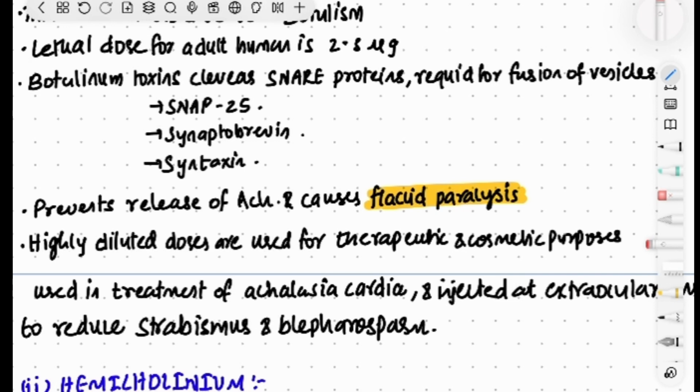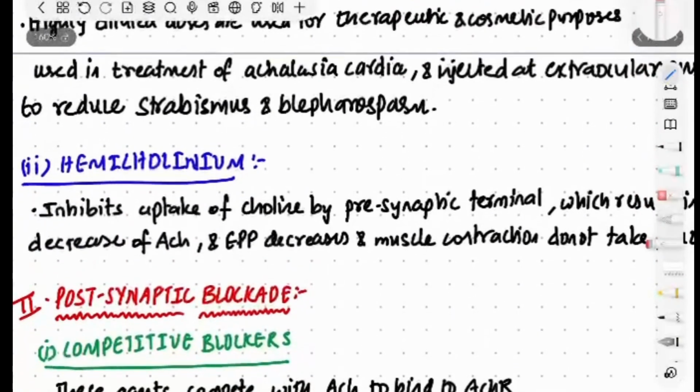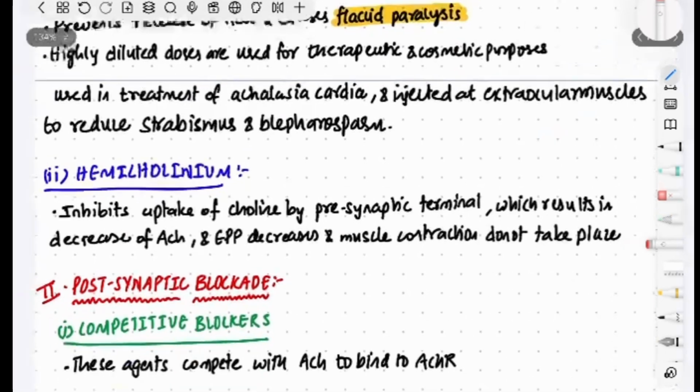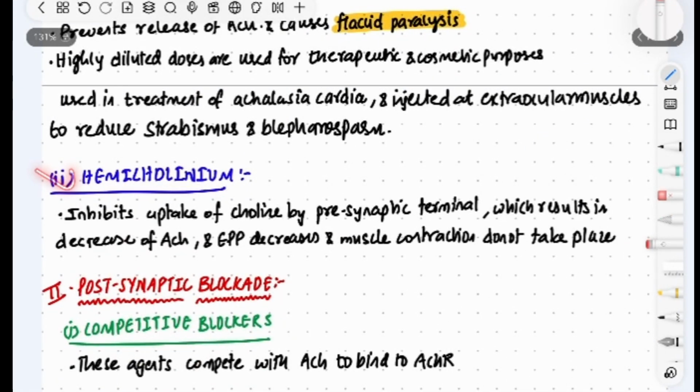Now, highly diluted doses are used for therapeutic and cosmetic purposes, and they are also used in the treatment of achalasia cardia, and they are injected into the extraocular muscle to reduce strabismus and blepharospasm. Okay. Now, hemicholinium, the second presynaptic blocker.